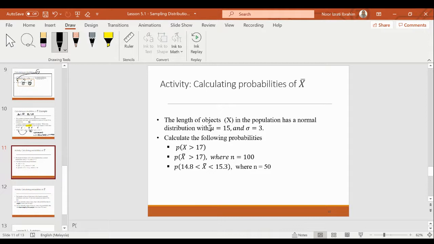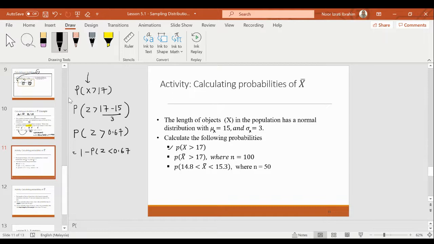Another example here. The length of object X in the population has normal distribution with mu equals 15 and sigma equals 3. So this is mu of X and standard deviation of X. Calculate the following probability. The first one, A here, we want to find the probability when X greater than 17. X, not X bar, X. So for X, you just transform this X to become Z: 17 minus 15, divided by standard deviation 3, then it will be Z greater than 0.67. And this is equivalent to 1 minus probability Z less than 0.67.